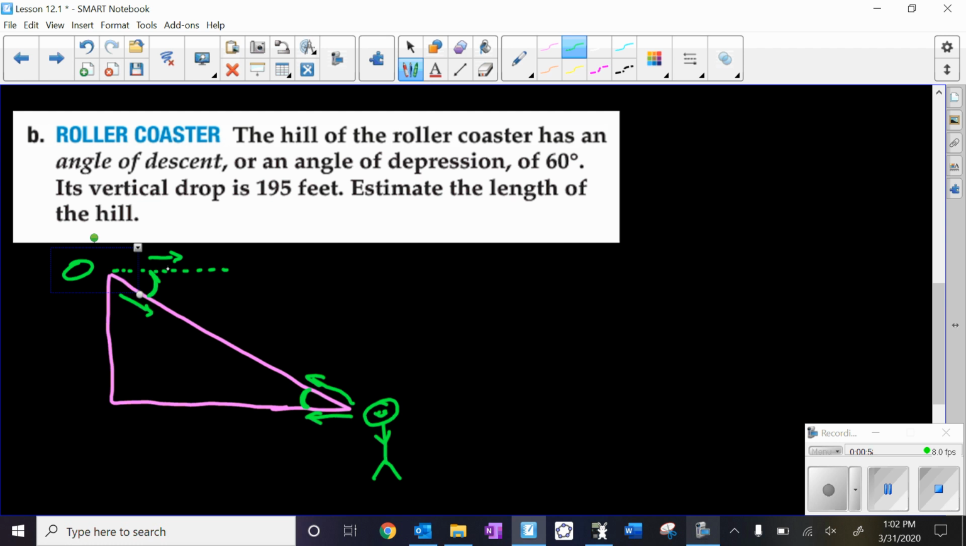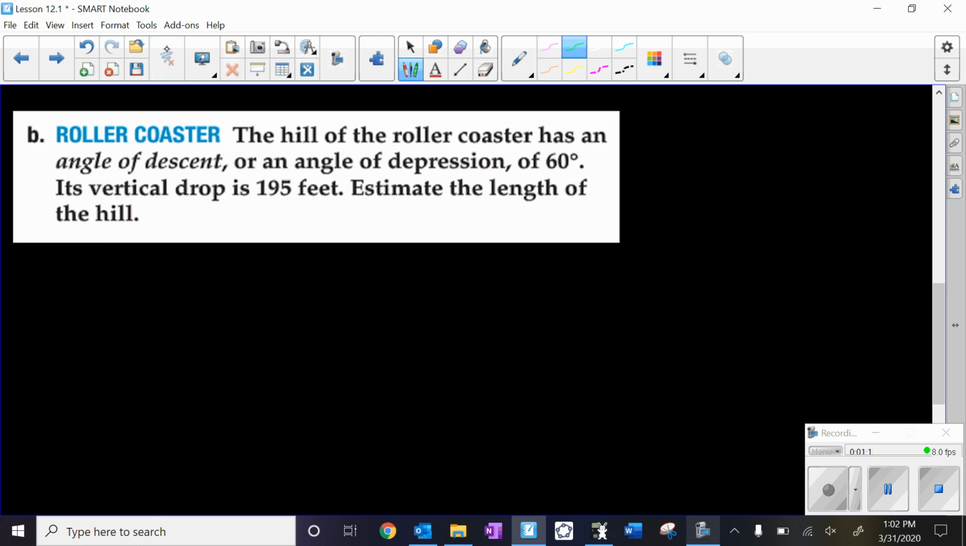And what can we state about the angle of elevation and depression? They're equal angles. So whether they say angle of elevation or angle of depression, they're going to be the same angle measure. All right, so let's do an example off of this. The hill of a roller coaster has an angle of descent or an angle of depression of 60 degrees. Its vertical drop is 195 feet. Estimate the length of the hill.